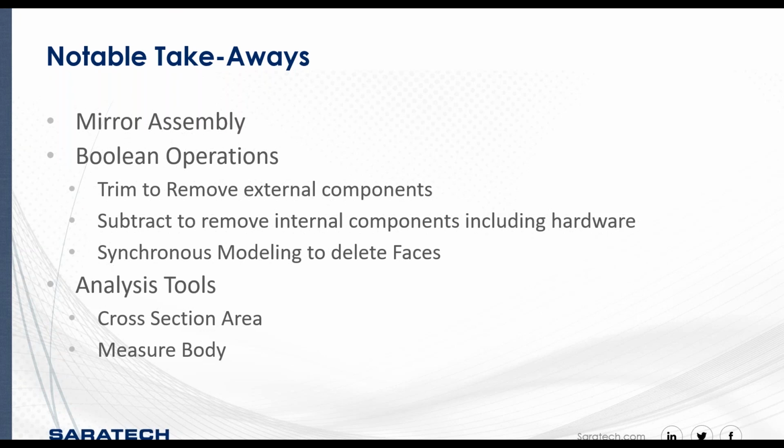So again, we weren't touching the production features. In some of the analysis tools here, we use the area using curves, although those didn't work quite as well. That was one method to find the cross-sectional area. And we used the measured body tool to find the volumes.